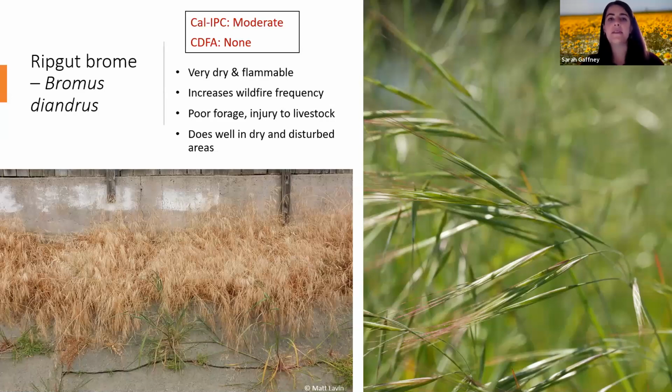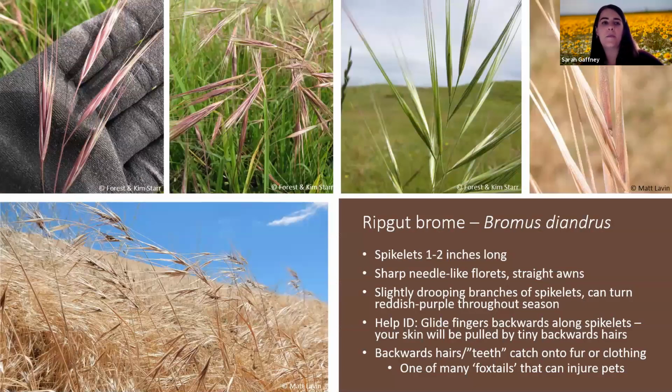And I live in Davis, and if I just walk around the city and I see a little abandoned patch of land between, you know, the bike path and the sidewalk, I often see it filled with Bromus diandrus. And that's a problem because it's one of the many species called a foxtail that can injure your pets.